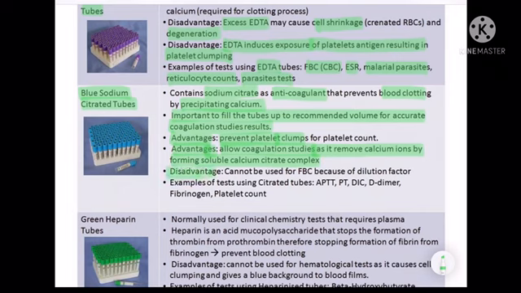The disadvantage of this tube is that it cannot be used for FBC or CBC because of the dilution factor, and it can be used for APTT, PT, D-dimer, fibrinogen, and platelet count studies.